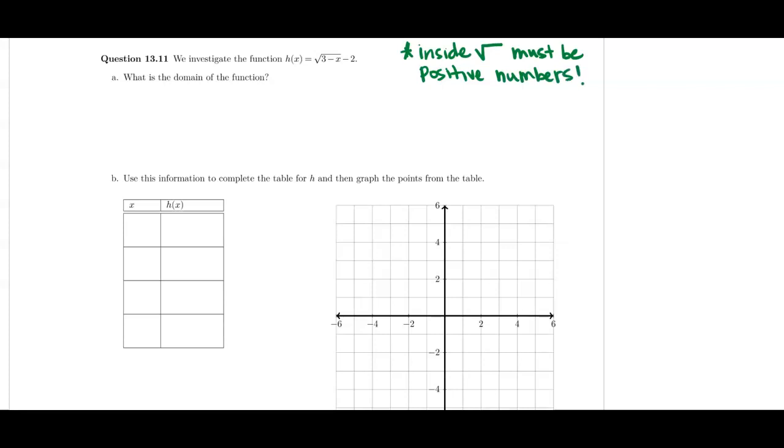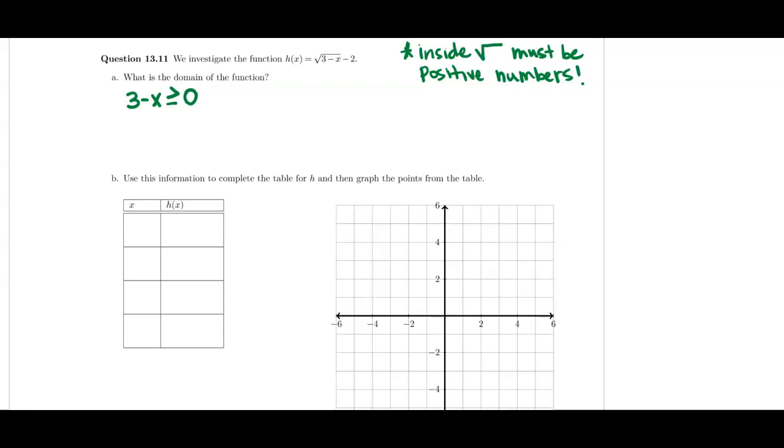So that's what we're going to find here with the domain. When you're trying to find the domain of something like this, you're going to set that inside part, just the 3 minus x. We don't care about that minus 2 because notice that part's not under the square root. We just care about the stuff that's under the square root. I want to solve it and figure out where that would be greater than or equal to 0, because anything greater than 0 are positive numbers.